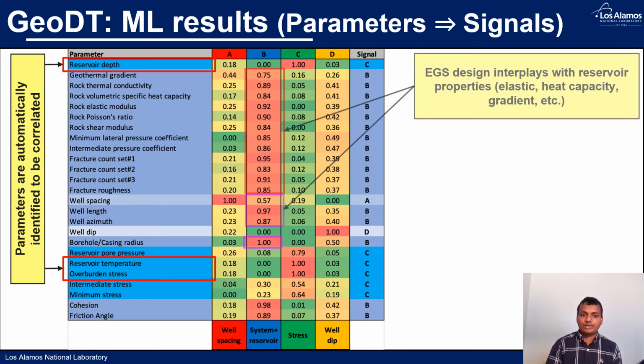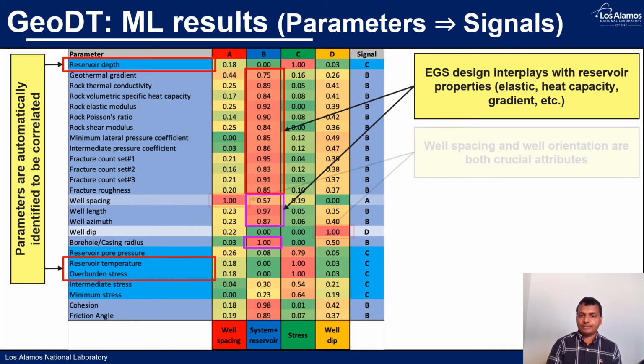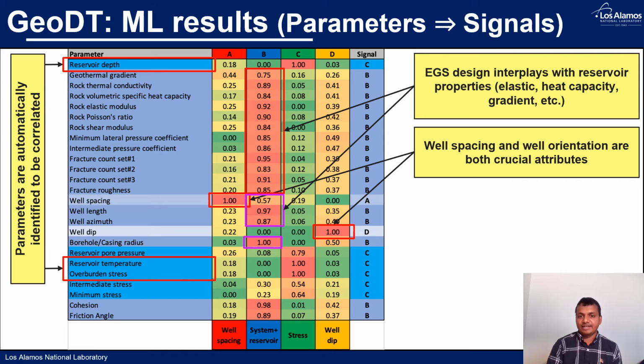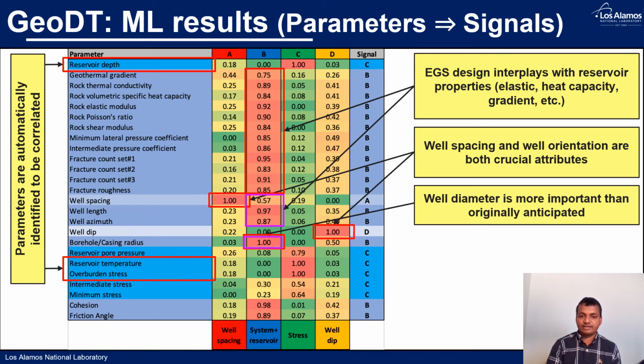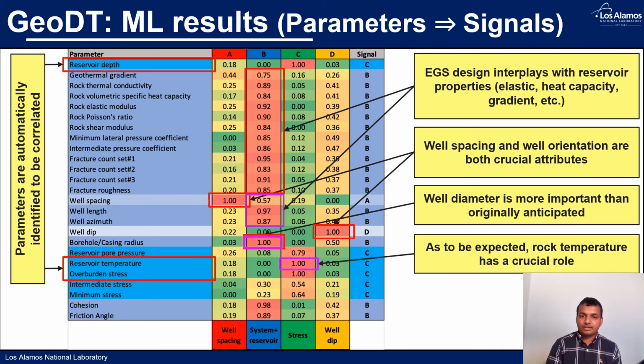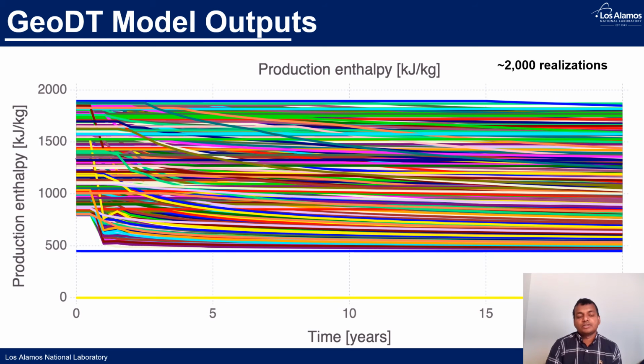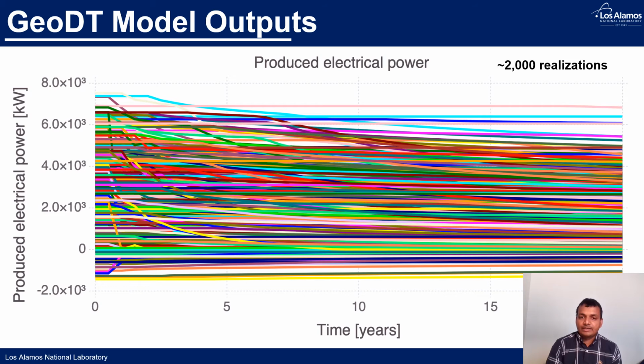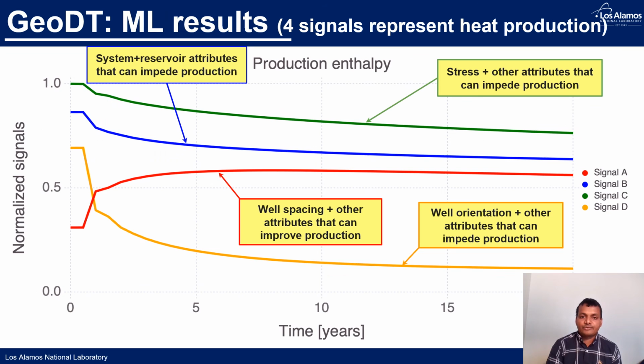For example, on signal B, EGS design parameters are important. On signals B and D, well spacing and well orientations are crucial. On signal B, the well diameters also matter. We can also expect rock temperature to have a crucial role, and that is presented by signature C. The GeoDT model outputs are production enthalpy and electrical power.